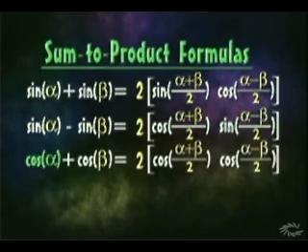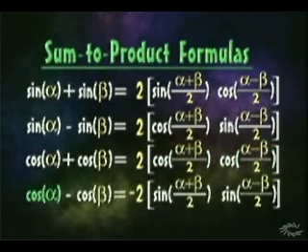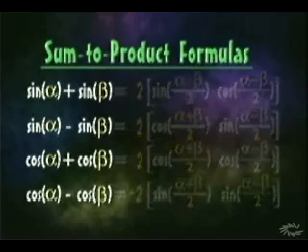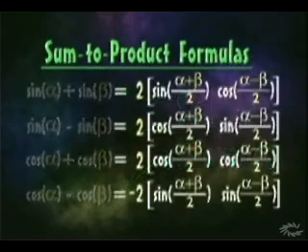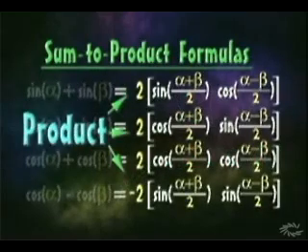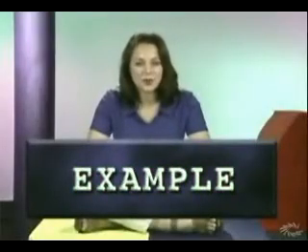Next is the cosine of alpha plus the cosine of beta equals 2 times the cosine of alpha plus beta over 2 times the cosine of alpha minus beta over 2. The last formula is the cosine of alpha minus the cosine of beta is equal to -2 times the sine of alpha plus beta over 2 times the sine of alpha minus beta over 2. Notice that the left side involves a sum or difference, and the right side is a product. That's why they're called sum to product formulas. Now let's do an example using a sum to product formula.